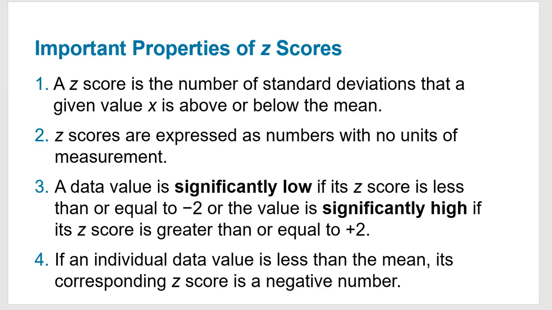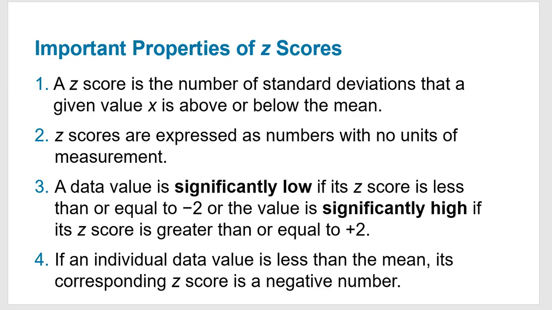Some important properties of our z-score. Our z-score is always going to be a number, and it's always going to be that number of standard deviations above or below. Above is positive, below is negative. Number 2, it has no units of measure. It's just a number. And we would call this data value, this z-score, significantly low if z is below -2. If it's above +2, we would call it significantly high, because that means we are more than 2 standard deviations away from the mean.